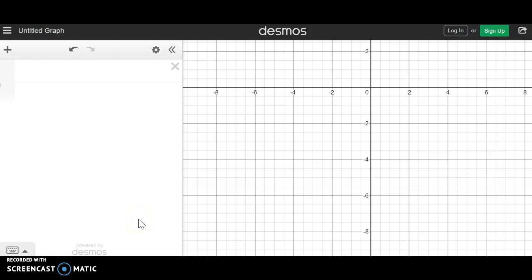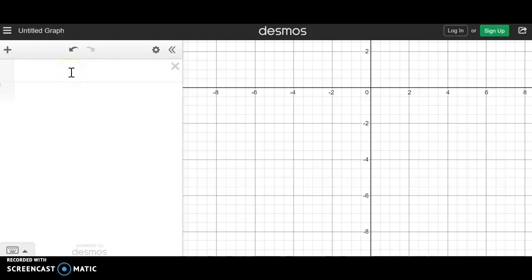Topic 14-2, graphing quadratic functions on the calculator. All graphing calculators will graph quadratics, and there's usually a function to determine where the vertex is. And so if you have a TI-84, YouTube that. If you have a TI Inspire, YouTube that. Our common calculator is going to be Desmos.